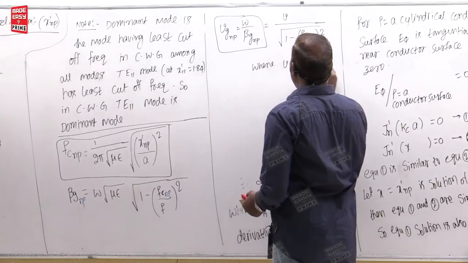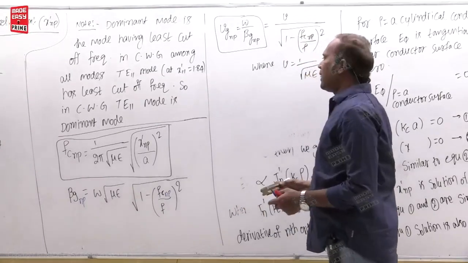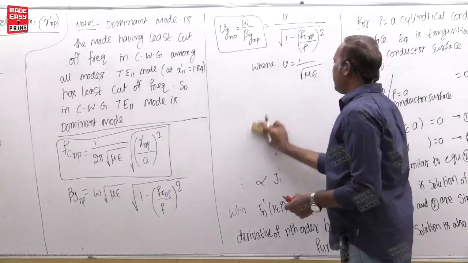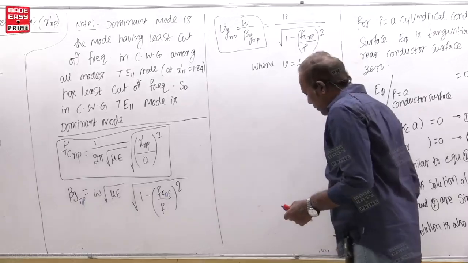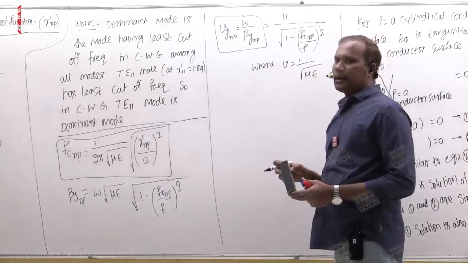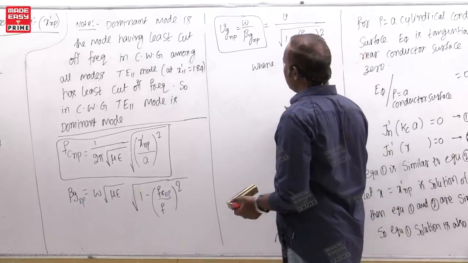v is equal to 1 by root mu epsilon, inside the circular waveguide, if dielectric has mu and epsilon. If inside the circular waveguide air is there, then it is mu naught epsilon naught, that is c. C means 3 into 10 power 8.